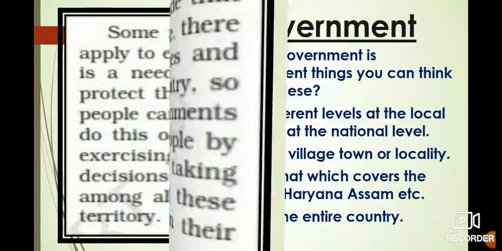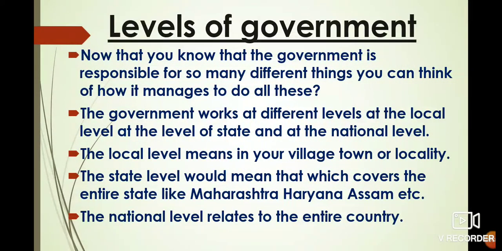Okay, understood? Now, the next point is levels of the government. Now that you know that government is responsible for so many different things, how does the government manage to do all this work? The government works at three different levels: local level, state level, and national level.